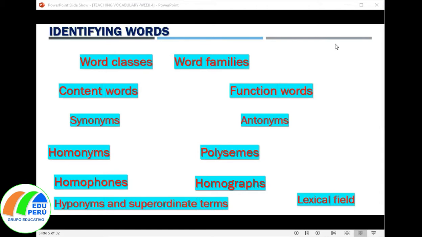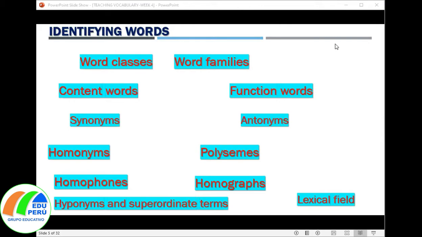And the antonyms? Words that mean the opposite. Different meaning. Exactly. Opposite meanings. That's right. What about the other pair? Homonyms and polysemes.